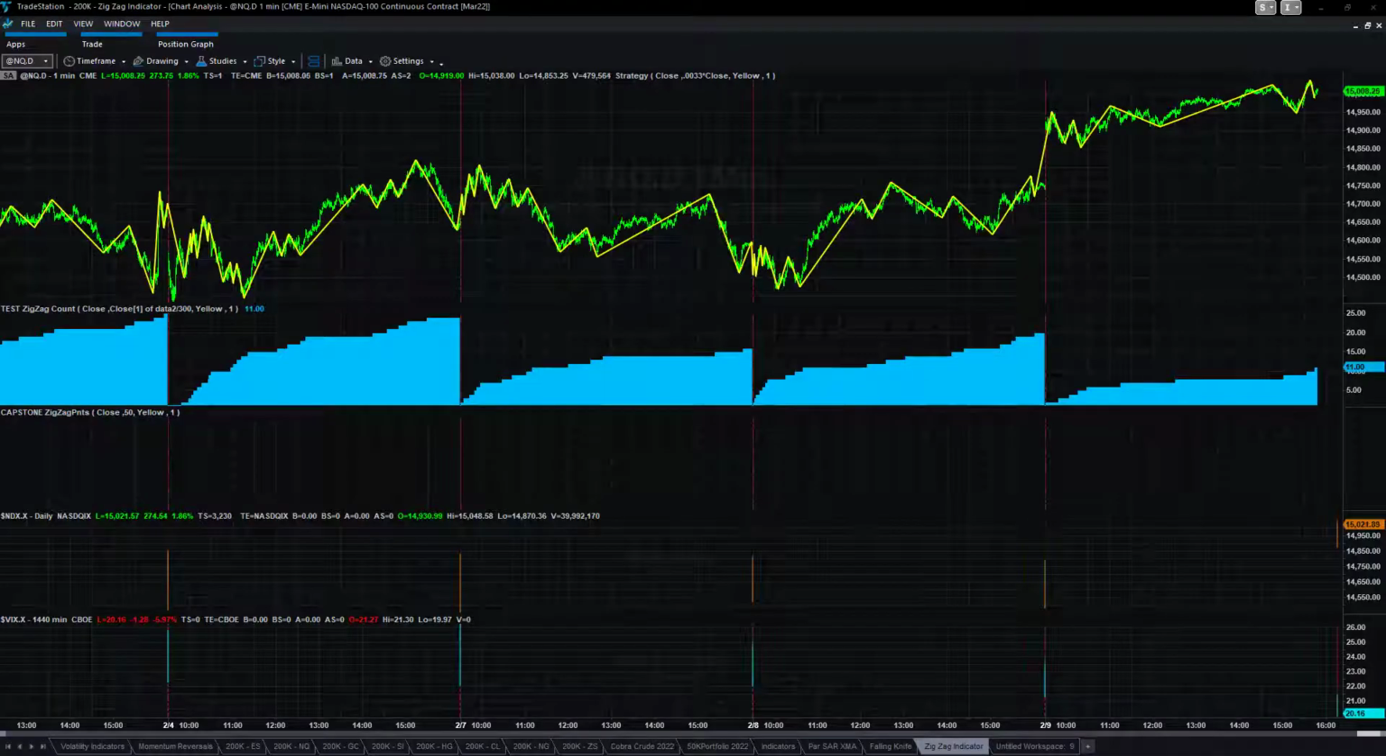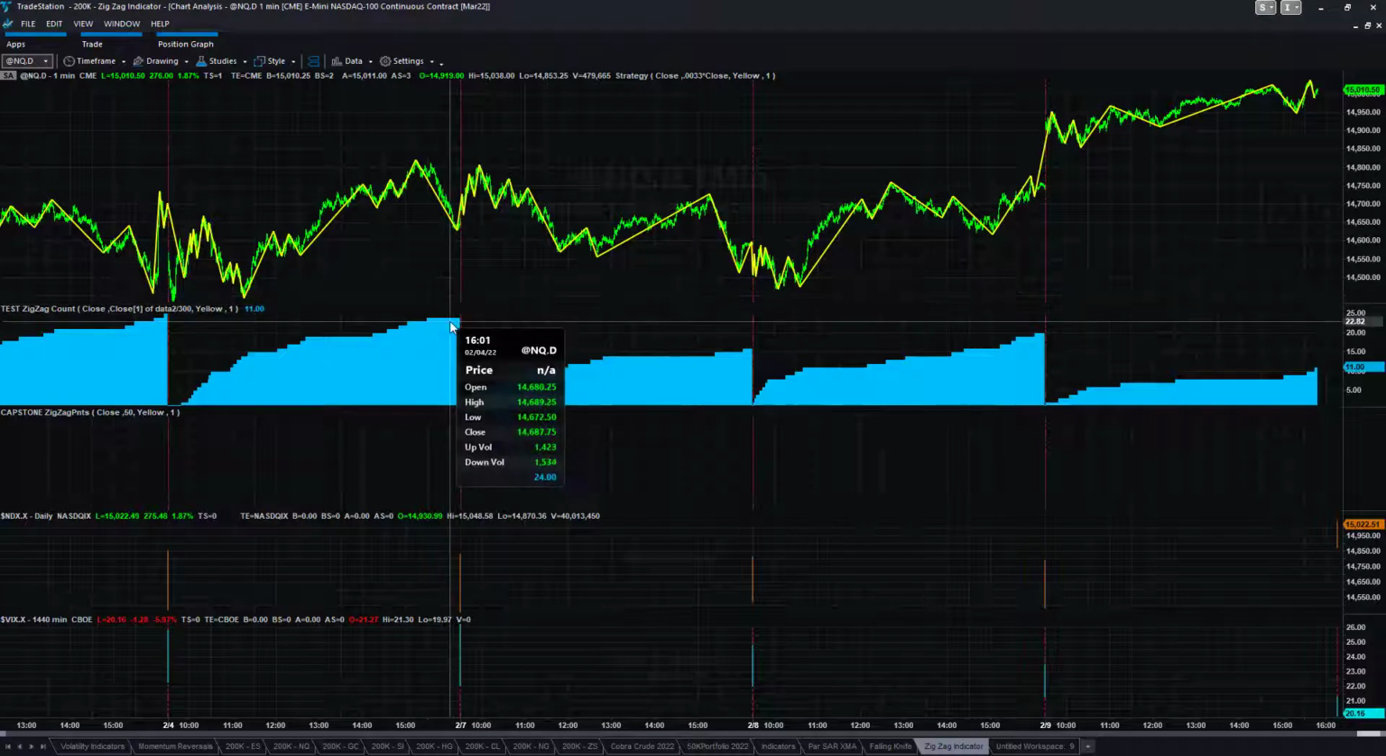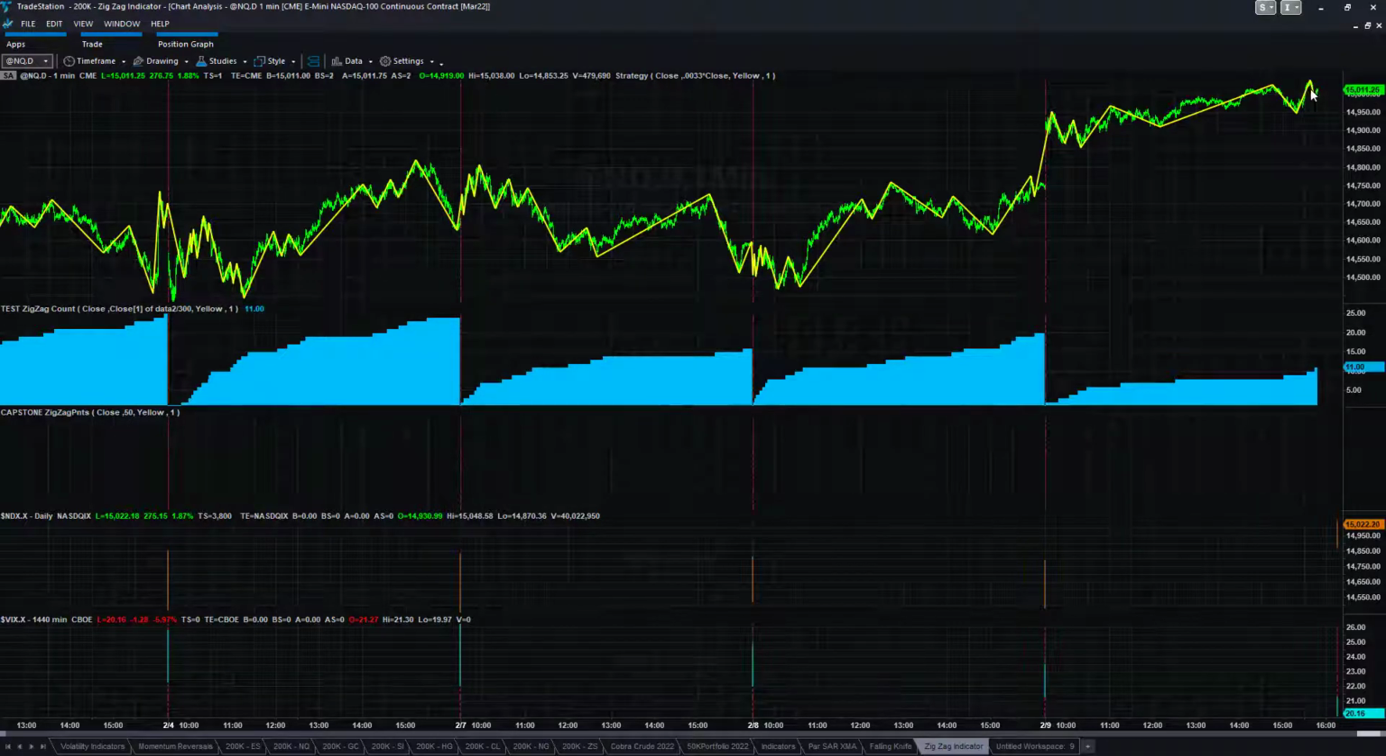I have adjusted my Zig Zag indicator once again to be relative value. You see the input here. We're dividing by 300. Why are we using 300 for this count? 15,000 divided by 300 is 50. And so at this current level, we're using 50 points.